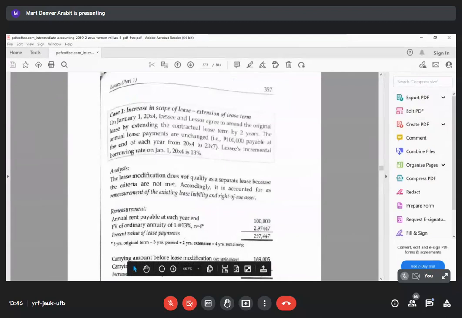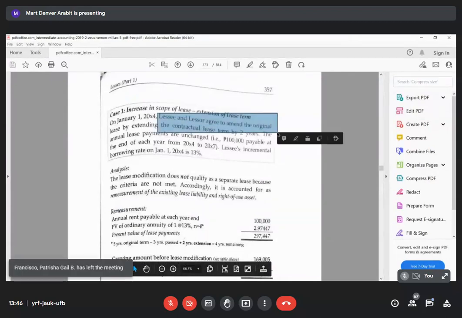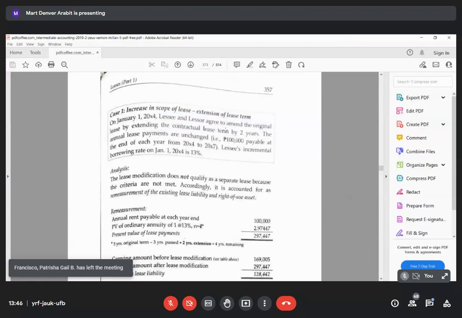So in this case, lessee and lessor agree to amend the original lease by extending the contractual lease term by 2 years. So in this case, it is no longer a separate lease. Okay? The annual lease payments are unchanged, so 100,000 still. No change in the total amount to be paid. But there is an increase in the term of the lease. So there will be 2 additional years, and the incremental borrowing rate would be 13% from 12%.